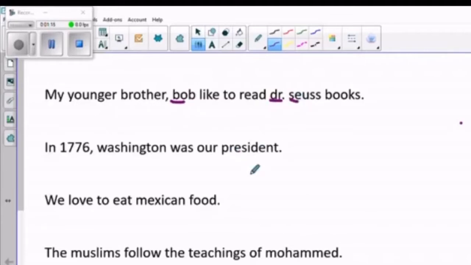In 1776, Washington was our president. Washington is a specific name.